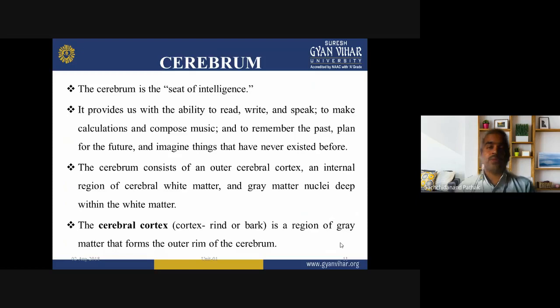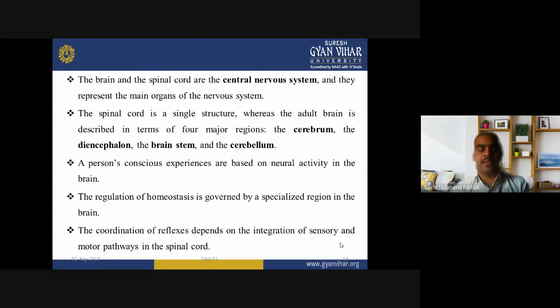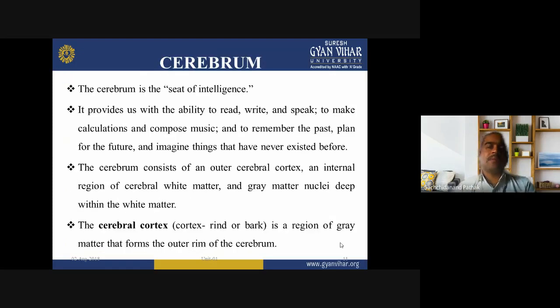Cerebrum. So we divided the brain into four parts: the cerebrum, diencephalon, brainstem and cerebellum. First you talk about the cerebrum, then the diencephalon, then the brainstem, and then the cerebellum. Cerebrum is the seat of intelligence. What do we call the cerebrum? We call it the seat of intelligence.